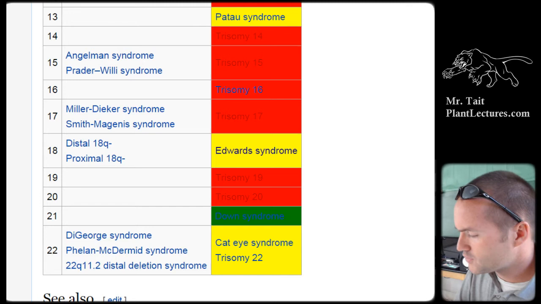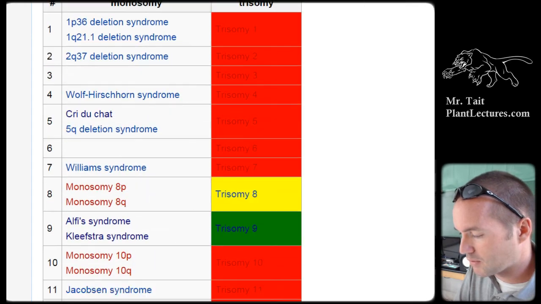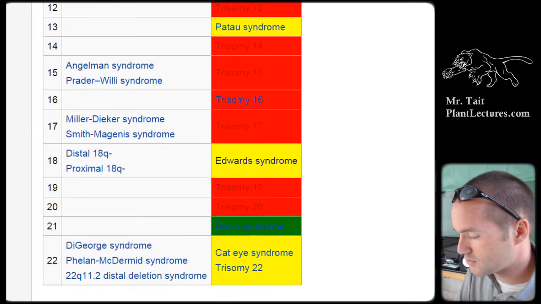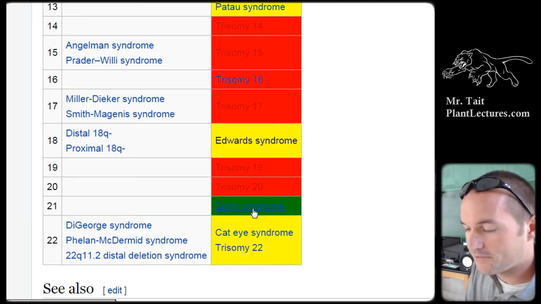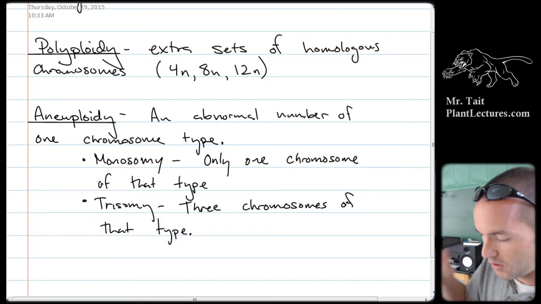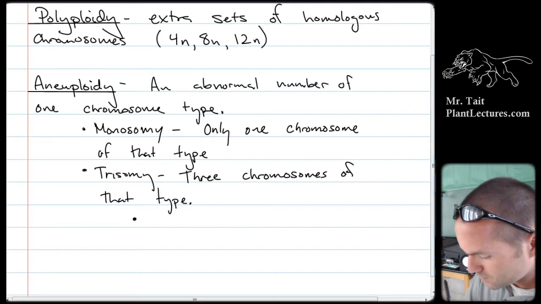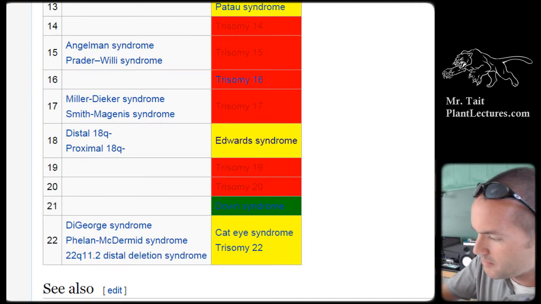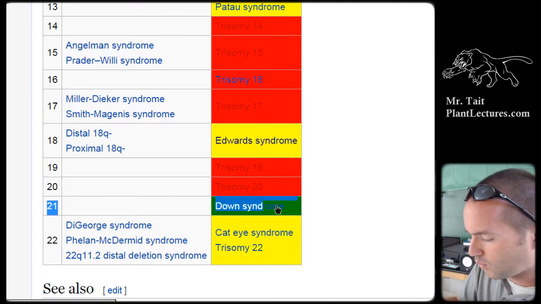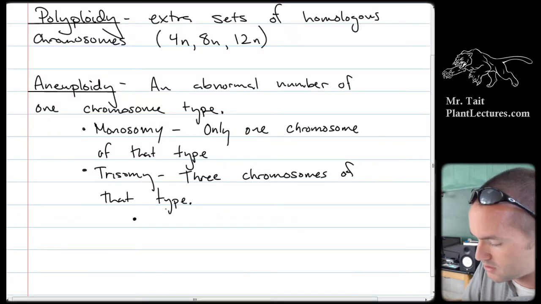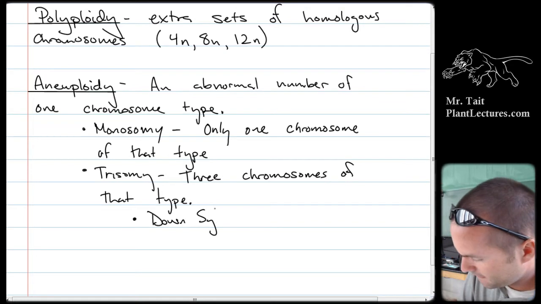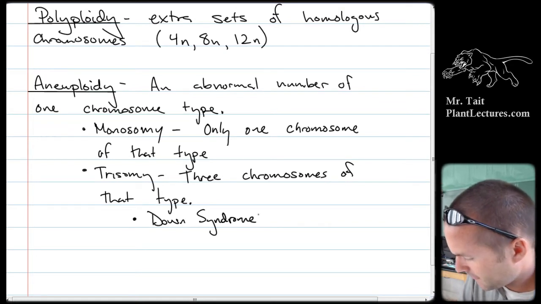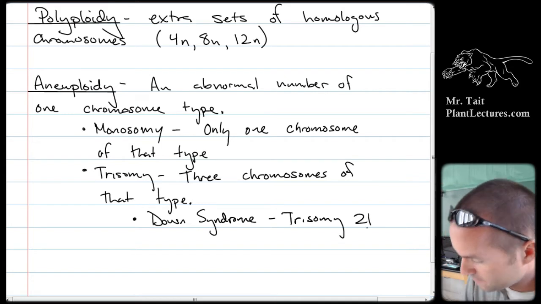Okay, so you can see here that the trisomy tends to be really bad. Okay, most of the time trisomy results in death. The one case where it doesn't result in death is Down syndrome, right? And so that's the one that we really are familiar with. Is Down syndrome, because it is a result of trisomy of the 21st chromosome, and so we say that Down syndrome is trisomy 21. Okay.